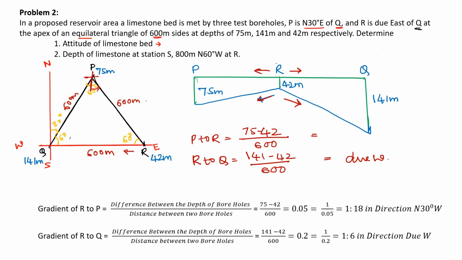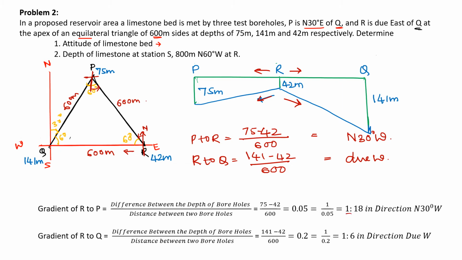It should be R to P, no? R to P. So this is here. Instead of here, I should draw a north south east west line at this point. Okay, this is my north. So R to P will be north 30 degrees west.